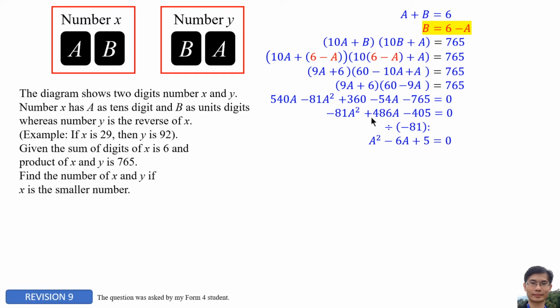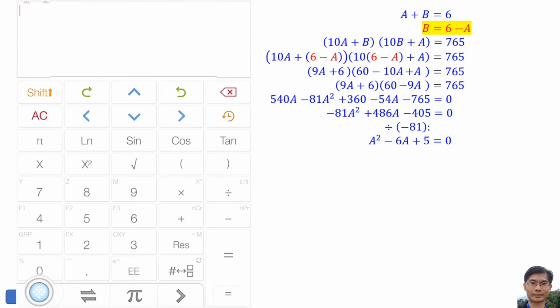How do I know these three values can be divided by negative 81? The values can be divided by 9 if the sum of the digits can be divided by 9. For example, 81. 8 plus 1 is 9. 9 can be divided by 9. So 81 can be divided by 9. Next number, 486. The sum of digits 4 plus 8 plus 6 is equal to 18. 18 can be divided by 9. So 486 can be divided by 9. So 486 divided by 9 is equal to 54.